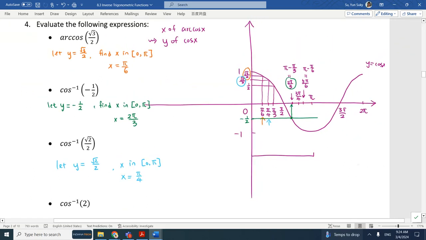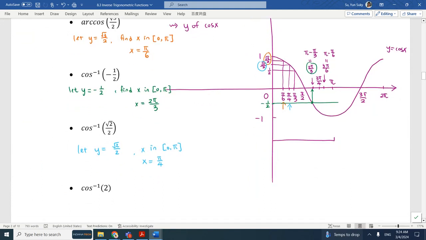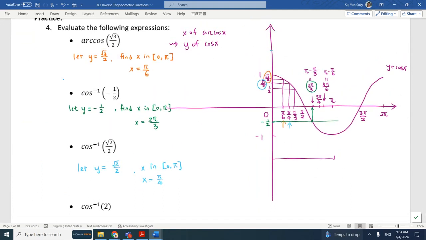How about the next one? What is the cosine of 2? Nothing. See, if you put the 2 here, it does not intersect the graph. Okay? So this one is undefined, because your y cannot be 2. Any questions so far? So we draw the graph and then we can figure out the values.